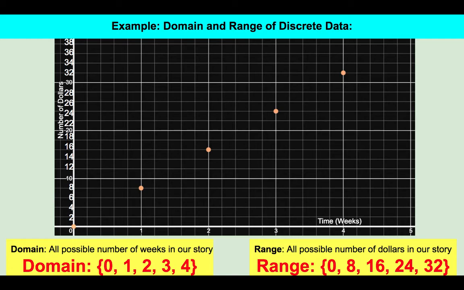The range represents all possible y values in our story. And here the y-axis is labeled number of dollars. So what was the amount of money that I had at any given time during the story? I started with $0, then I had 8, then 16, then 24, then 32.